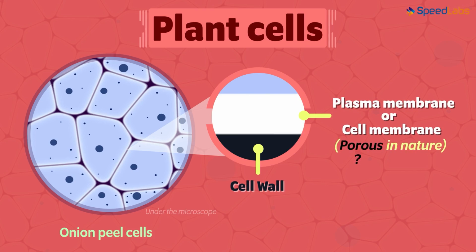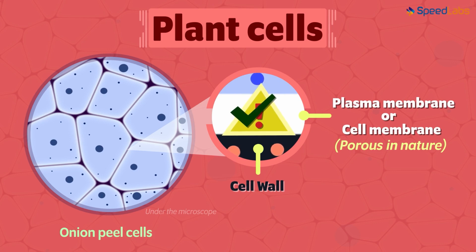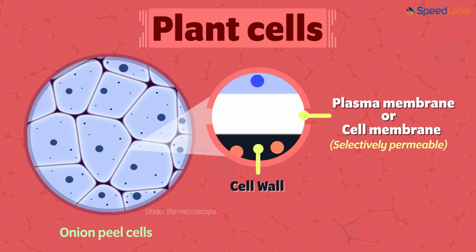So what does porous mean? It simply means that any material can move in and out of the plasma membrane. But isn't that dangerous? Of course it is. But the simple solution lies in the nature of the plasma membrane. That is because it is selectively permeable. So what does selectively permeable mean here?